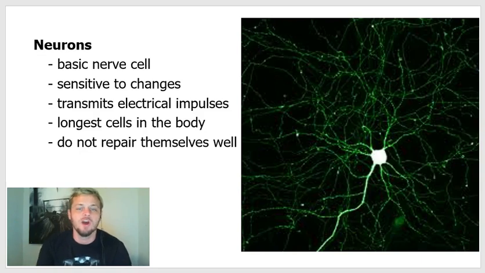Your neurons aren't very good at repairing themselves, especially in the central nervous system. And the peripheral nervous system, you have some neuroglial cells that help with that. But really in the central nervous system, they're not very good at repair.